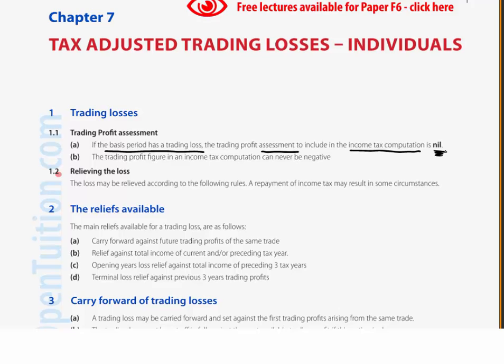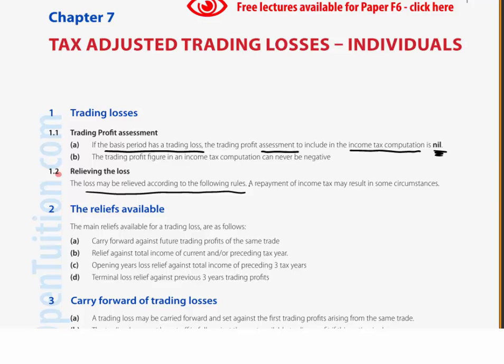And having put that nil assessment onto the computation, what we must then do is to look at the available loss reliefs. So the loss may be relieved according to the following rules. With certain of the loss reliefs, we're able to carry back the loss sustained in the current tax year to an earlier tax year, the effect of which is to reduce the income of that earlier year.